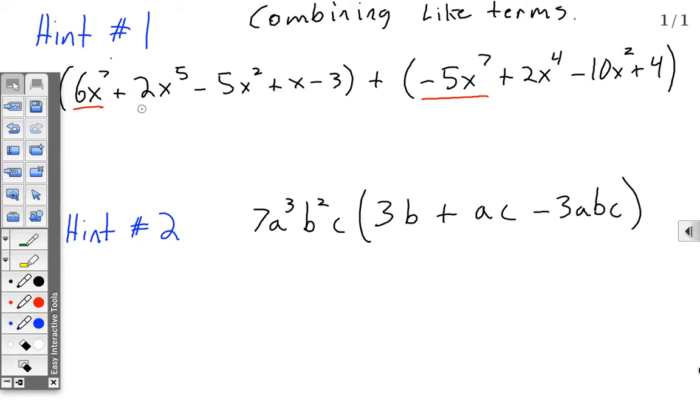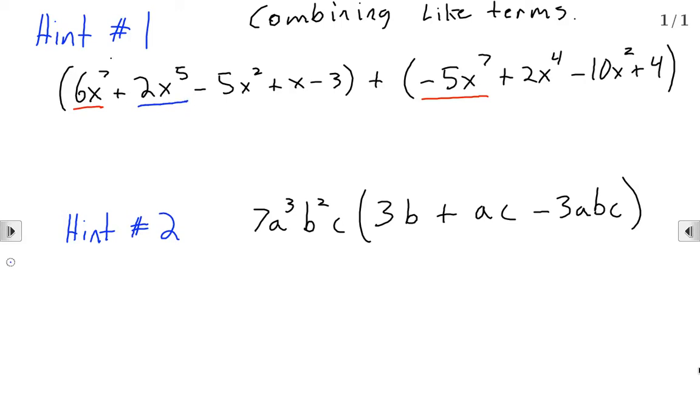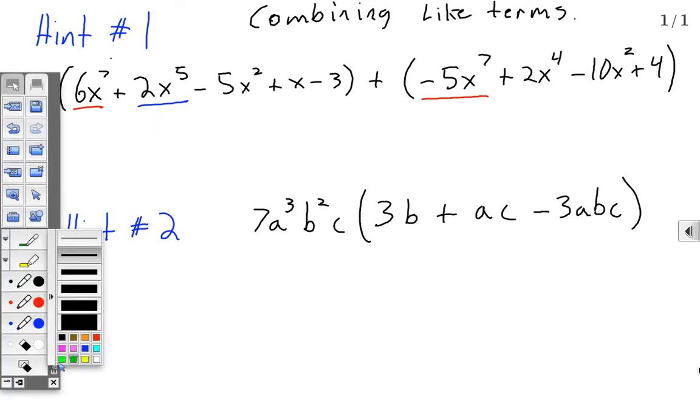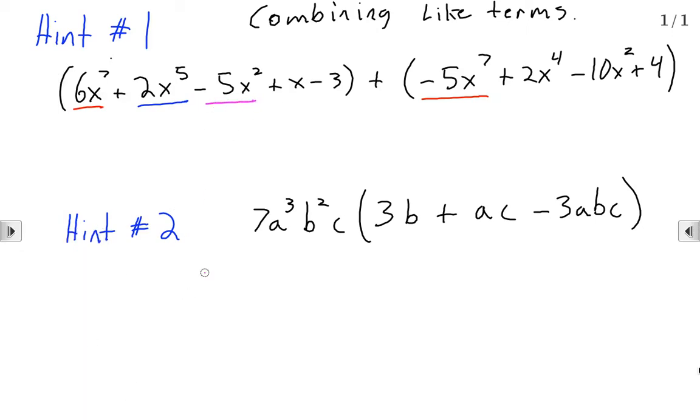Any term that uses to the 5th power would be a like term for this term, and actually I don't see any others. So when we get down to the combining step, this term is just going to remain 2x to the 5th. Any term that uses negative 5x squared, let's label those with purple, and we got one right over here, so the purple terms are going to be combined. And we know we're combining them because they have the same exponent and the same base. X squared is what makes them like terms.